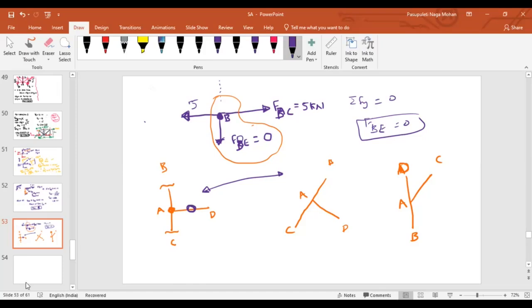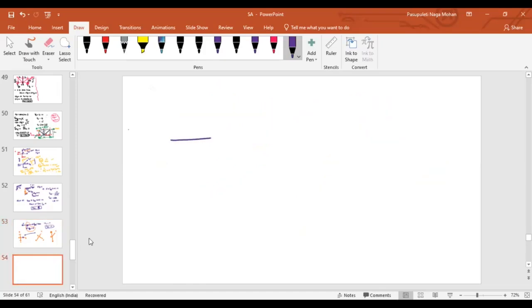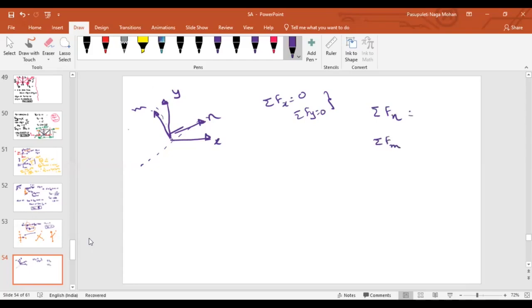See, let us say I'm considering two different planes, X, Y, and then I am considering N and M. If I am saying summation of X equal to 0, summation of Y equal to 0, can you tell me what about the forces along the orientation N? What about the summation of forces along orientation M? What can be these two values? Did you understand the question?